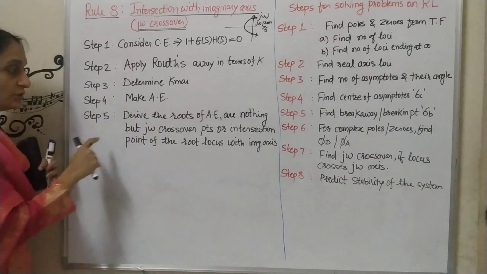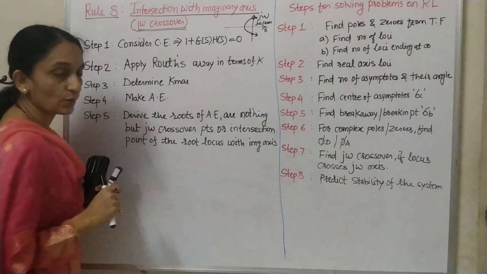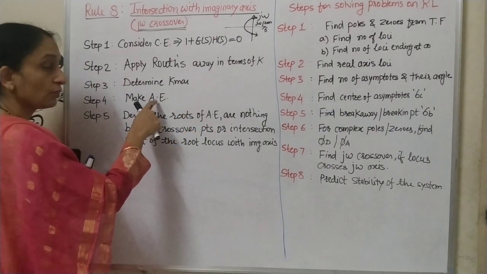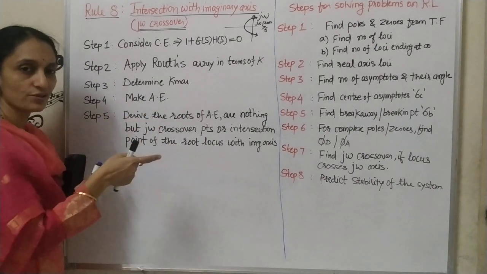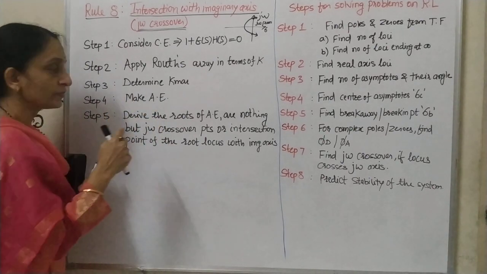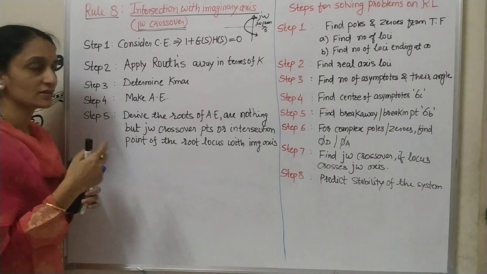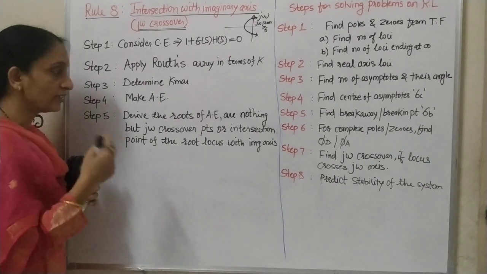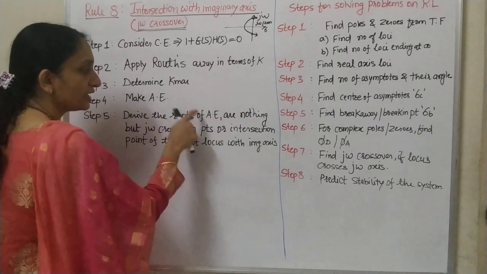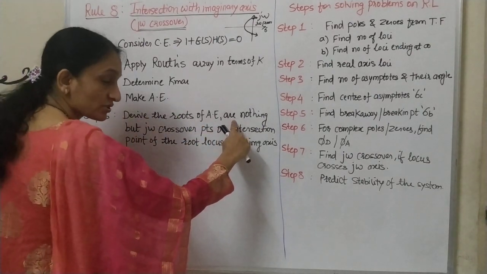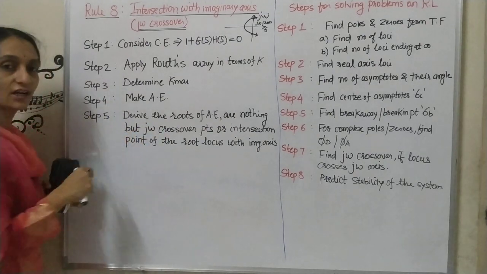Then step 5, derive the roots of auxiliary equation. We know that the auxiliary equation is there. Depending on the order of the auxiliary equation you will get roots. Suppose the auxiliary equation is quadratic, that is second order, then you will get 2 roots. So derive the roots of auxiliary equation. These roots are nothing but j omega crossover.